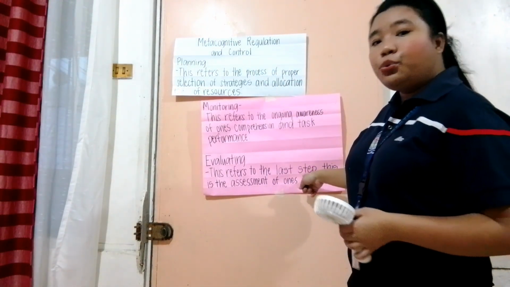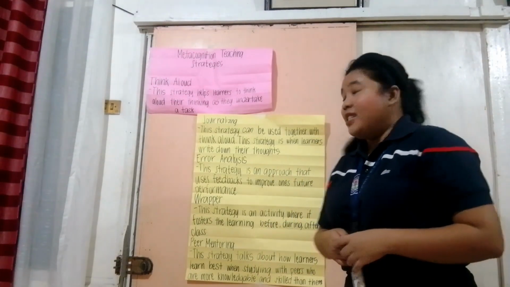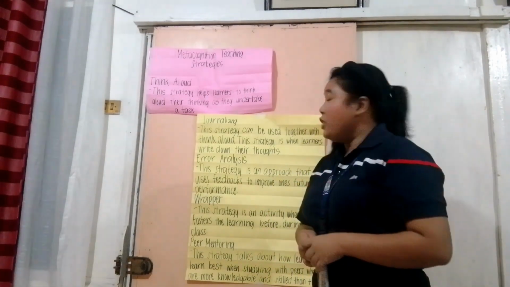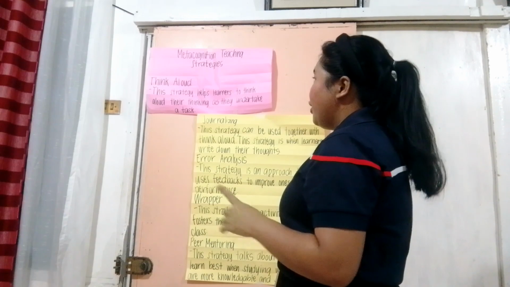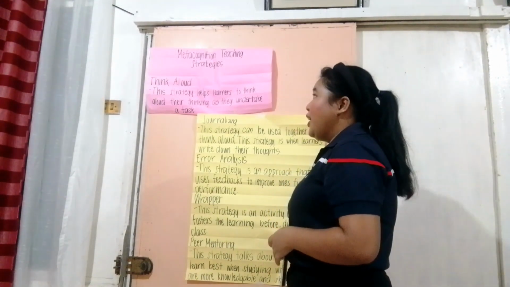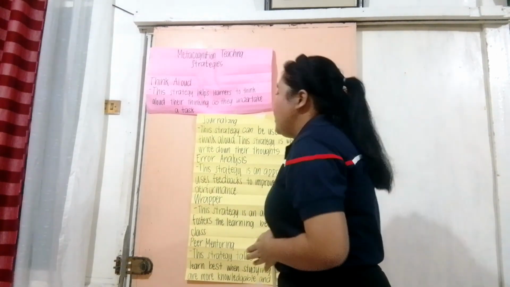Next, we are going to tackle metacognitive teaching strategies. Now we have the last lesson. We have the metacognition teaching strategies. We have 5 teaching strategies. First, we have think aloud. This strategy helps learners to think aloud their thinking as they undertake a task. An example of this is reporting.